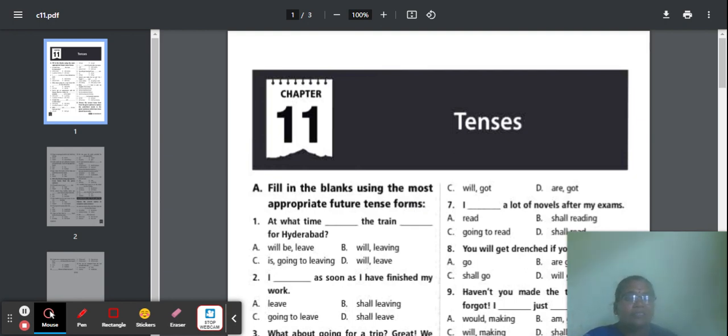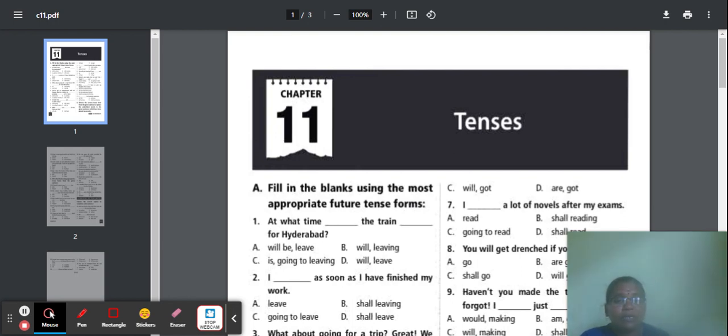Next, past perfect continuous. Here had been alone. For all the persons, singular and plural, we can use had been driving. Verb plus ing. So I had been driving, he had been driving, they had been driving. For that, the keywords are for, since, the whole day, like that.